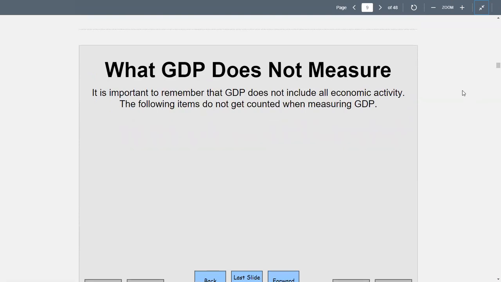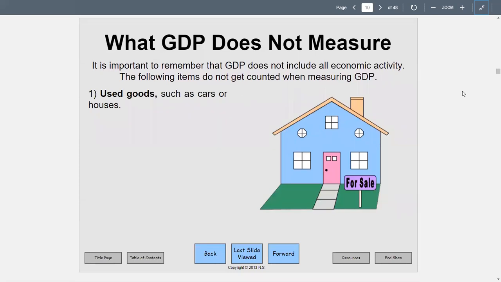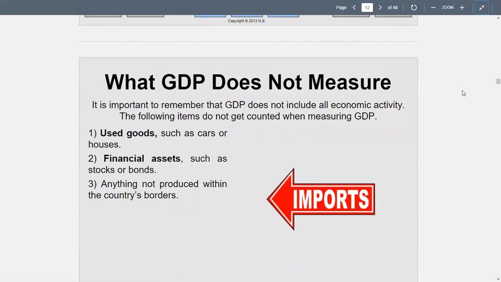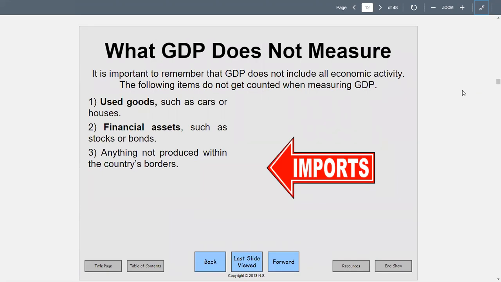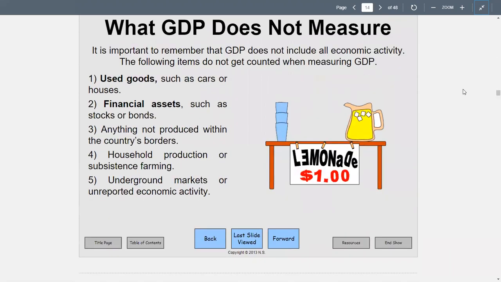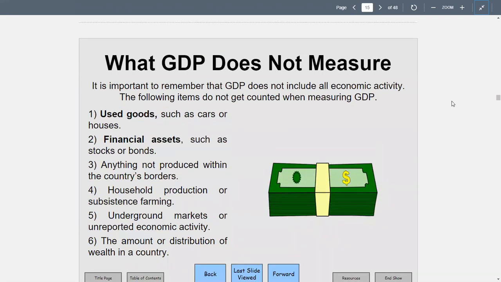So it's important to remember that GDP does not include all economic activity. The following items do not get counted when measuring the GDP: used goods such as cars or houses, financial assets such as stocks or bonds, anything not produced within a country's borders, which is why there's such a huge argument over producing stuff in China and shipping it over to the United States, household production or subsistence farming, underground markets or unreported economic activities such as a lemonade stand, and the amount or distribution of wealth in a country.